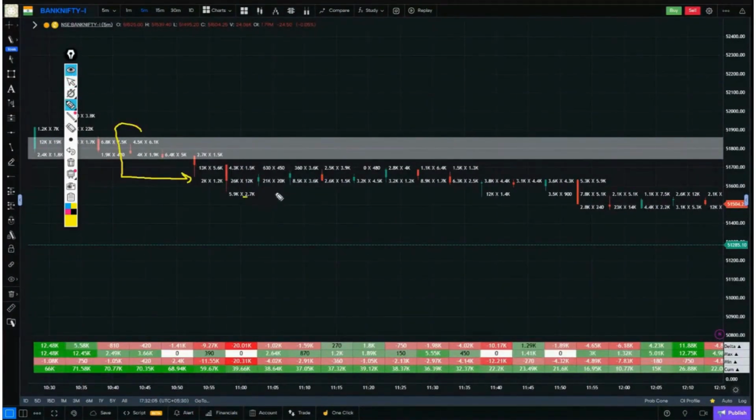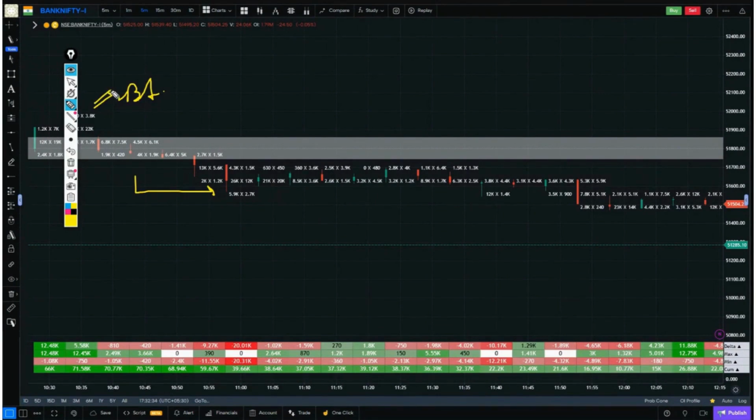Why is this pullback stronger? Because the previous pullbacks were not as strong. Because here aggressive sellers entered. Buying exhaustion was happening. When will buying exhaustion end? What confirmation do we have? Whenever after buying, aggressive sellers enter once, so the previous buying exhaustion is now over.